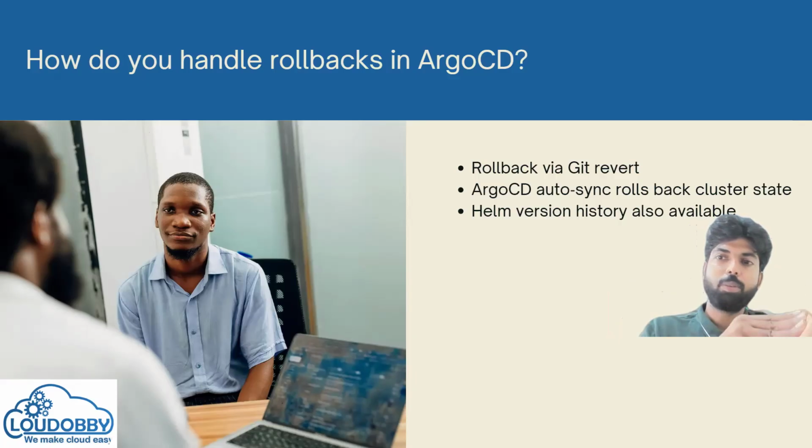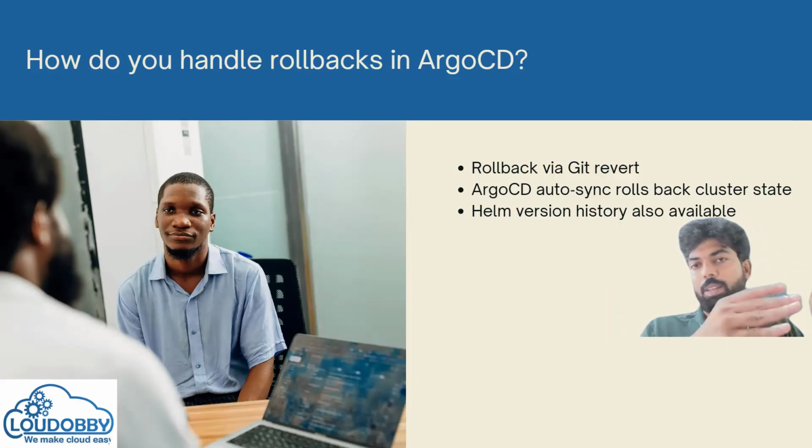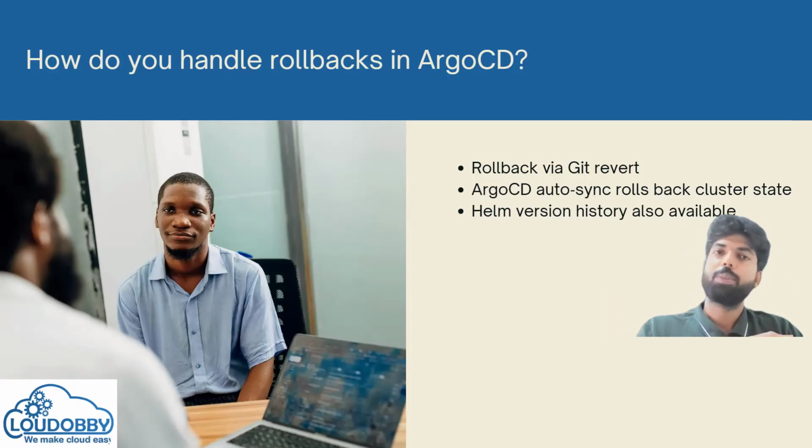ArgoCD autosync rollback to the previous cluster state is also available, where if something fails, it can roll back. Helm version history is also available. In Helm, you have version history, so every time you create a release, you can go to the previous version. In this case, Git revert is the easiest way. You change the version you have given to the previous version. This question may not come exactly like this, but since you have to give the flavor of what you have worked on, we are covering all the scenarios.